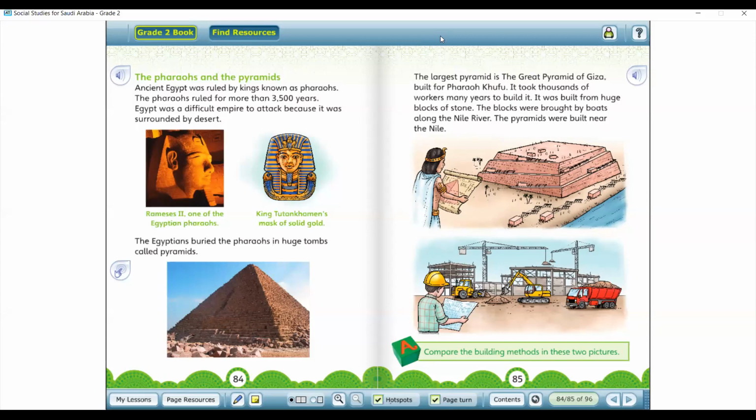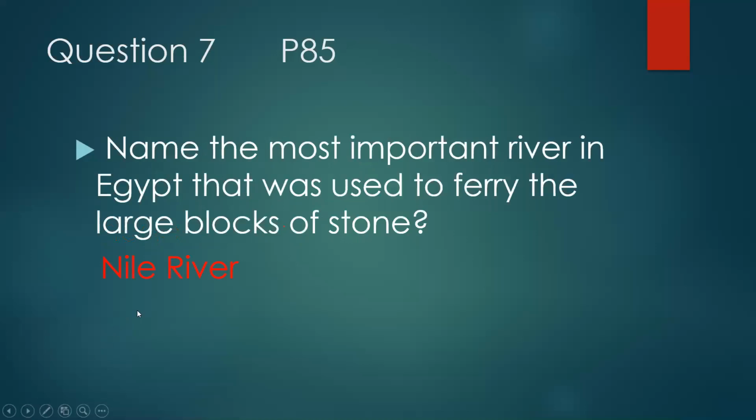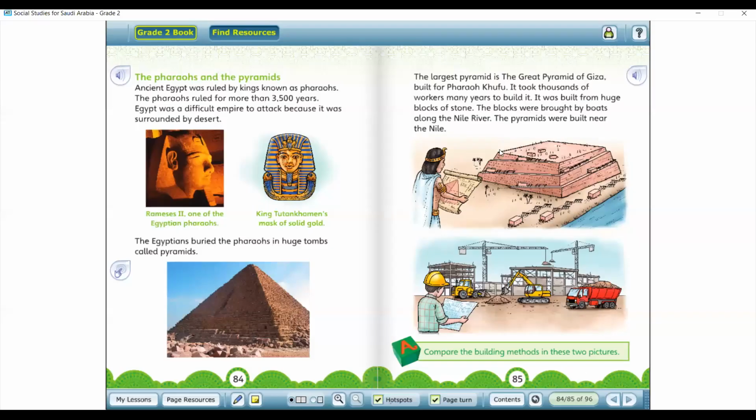Going on to our last question, our final question, question number 7: name the most important river in Egypt that was used to ferry the large blocks of stone, and we will obviously find the answer, Nile River, on page 85, which is our last fact that we need. The blocks were brought by boat along the Nile River, which was very important, not only for building, not only for transport, but also for cultivating crops.